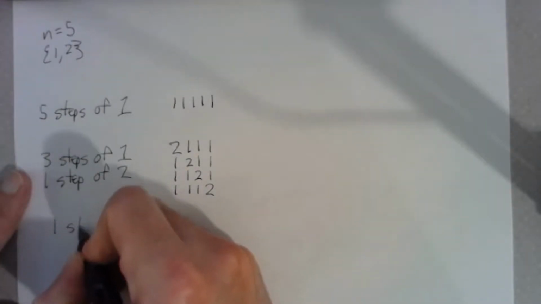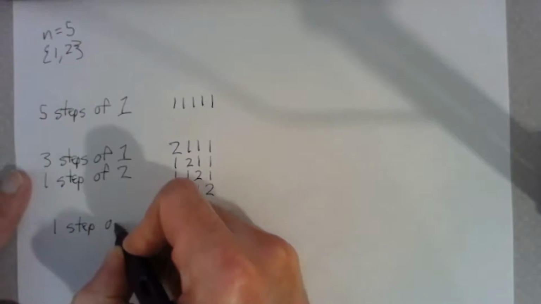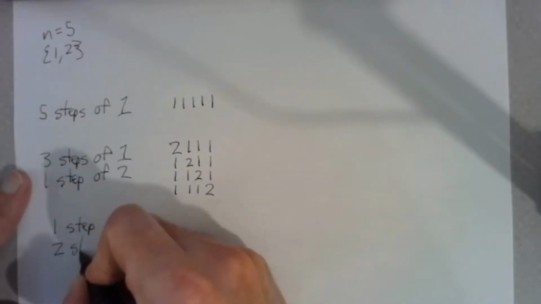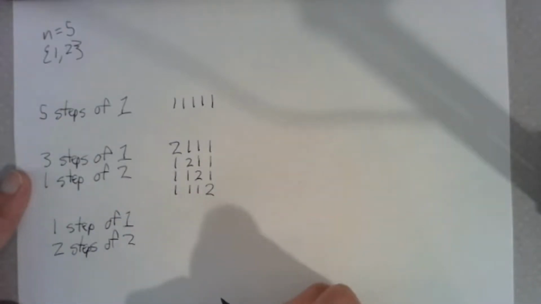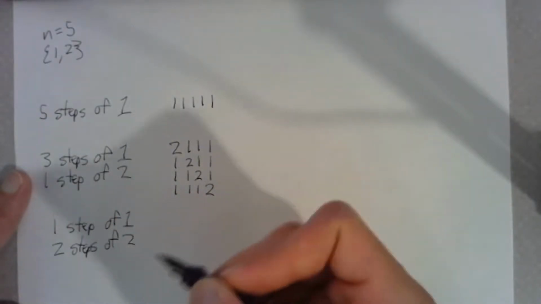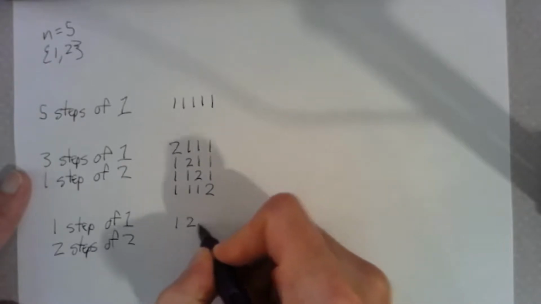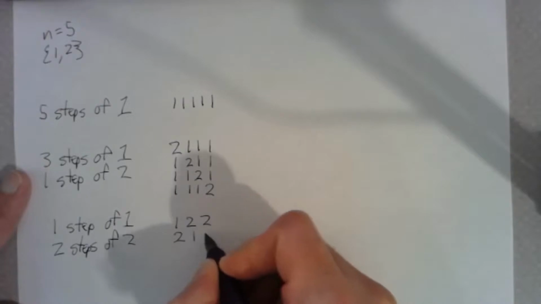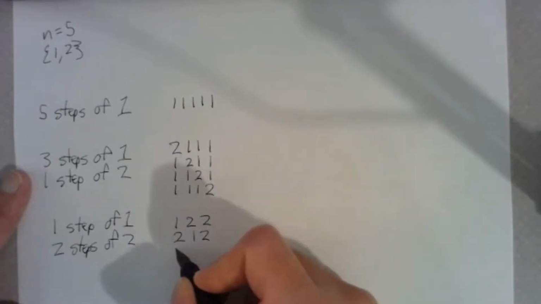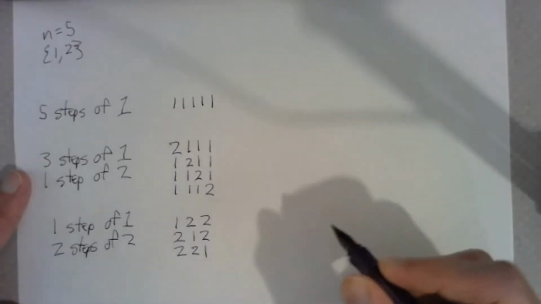And the last major case that I could do would be 1 step of 1 and 2 steps of 2. One way that I could do that would be 1, 2, 2. I could also do 2, 1, 2, or I could do 2, 2, 1.